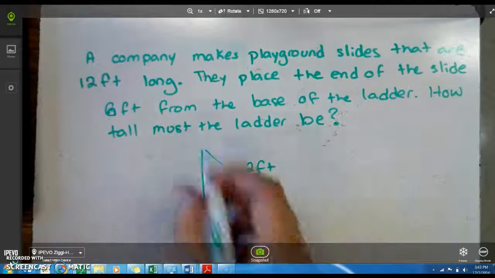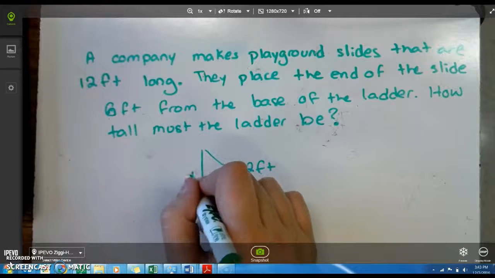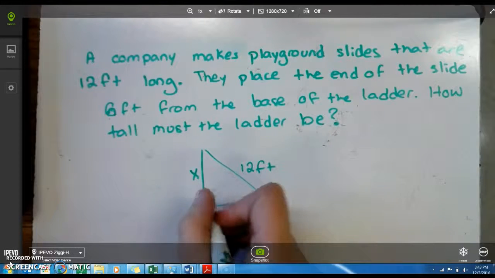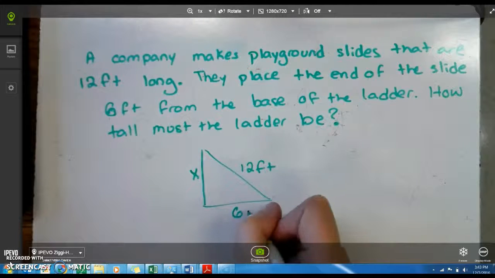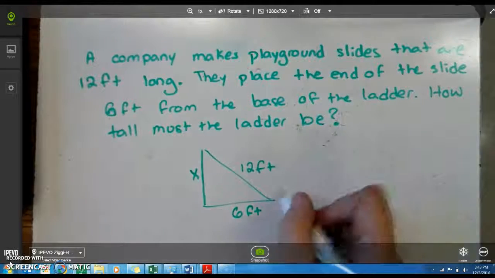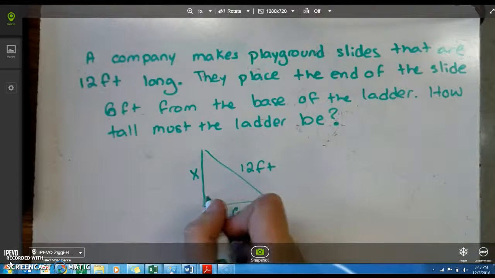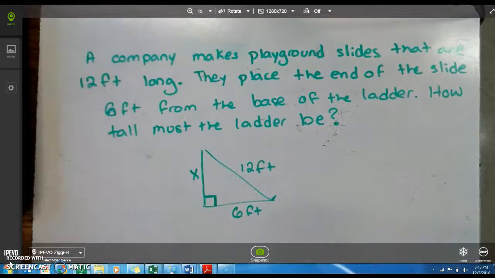And we all know that the ladder is what climbs up, so that's what I'm looking for. And they told me how far they put it from the ladder, right? How far this end of the slide is from the base of the ladder. And base just means bottom. And I told you that in geometry or Euclidean geometry, we can always assume that anything like a light pole or a ladder, anything that sticks straight out of the ground is going to be a right angle. Even though the world is a sphere, we're going to assume that it is a right angle with the ground. So let's solve this problem.